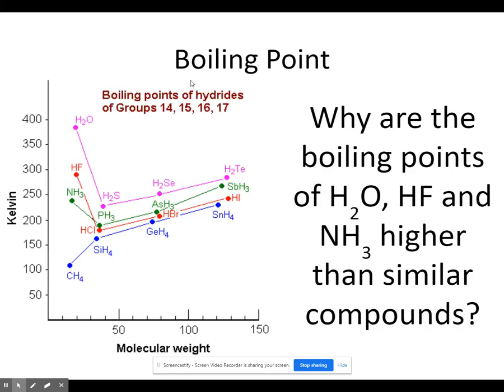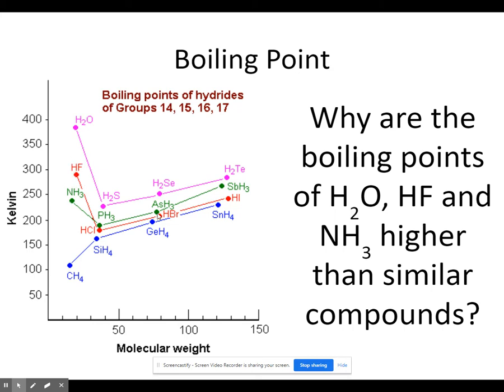So to start off, here is some data showing us the temperature at which different substances boil. That's called our boiling point. And you'll notice that there's a pattern here. These three molecules, water, H2O, hydrogen fluoride, and ammonia, NH3, have higher boiling points than similar compounds that have a similar molecular weight. So other compounds that are hydrides, or in other words, they have hydrogen and a group 14, 15, or 16 element. So these are all some other hydrides, and you can see their boiling points are much lower than those of water, hydrogen fluoride, and ammonia.